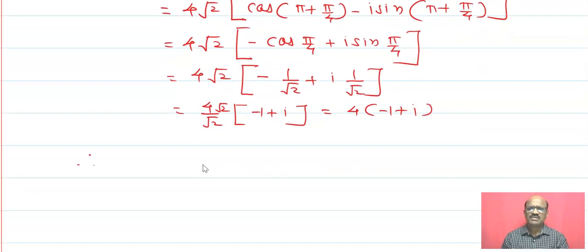Now simplification is there, normal simplification. That is 4 root 2 upon root 2. Take root 2 as common from the denominator. Then the root 2 gets cancelled. That is 4 times (−1 + i). Therefore, what is its value? (1 − i) raised to 5 is equal to 4 times (−1 + i).